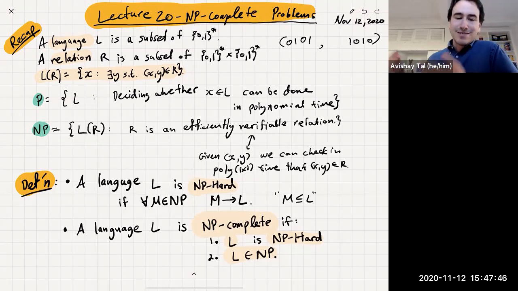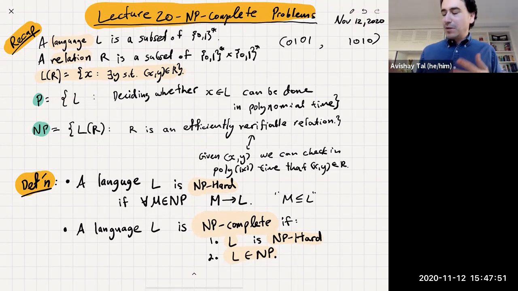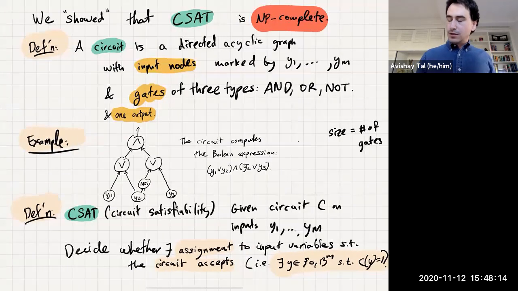We spent all this time making this definition. Maybe there's no language that is NP-complete. It could be. I mean, we just made up something, and maybe there's no language that satisfies both these conditions. So surprisingly, there are some languages like that. And actually, there are thousands of natural problems or languages that are NP-complete. And the first one is CSAT.